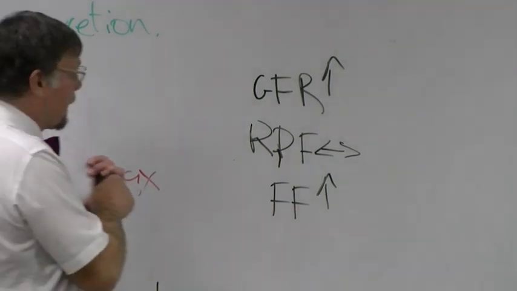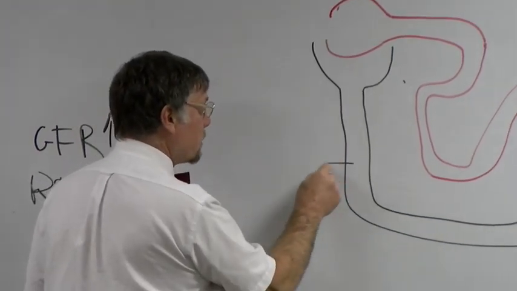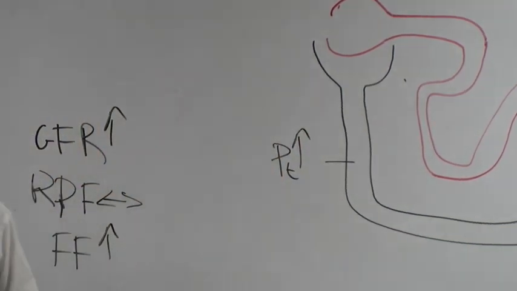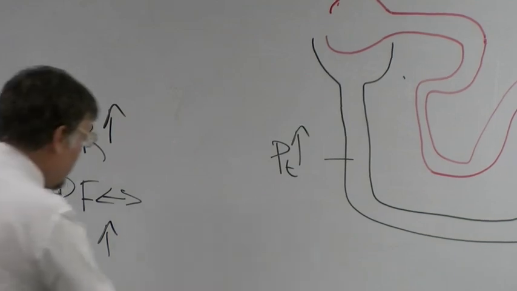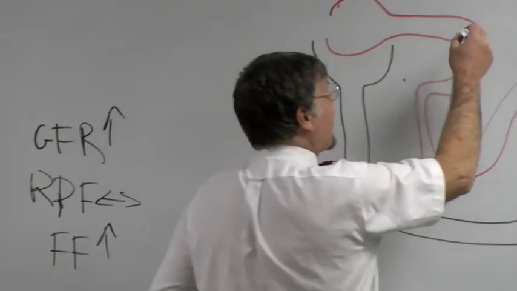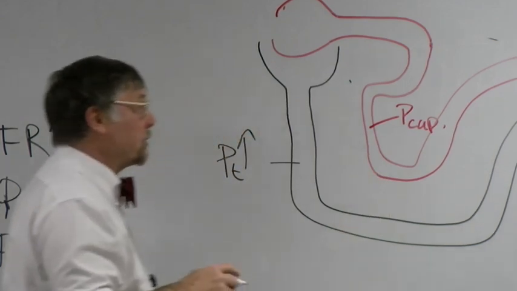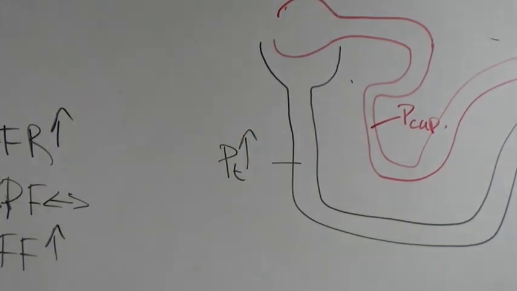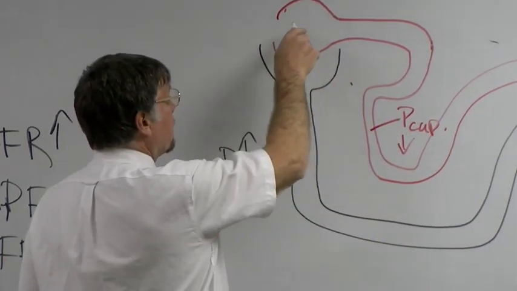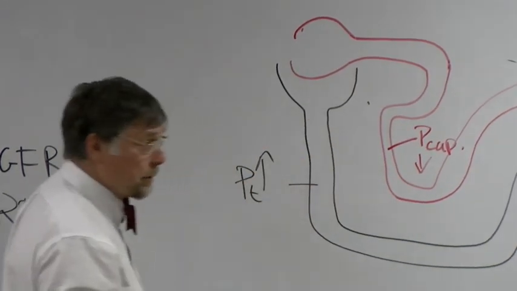So what will happen? One thing that's not mentioned in this diagram is if the GFR goes up, then PT goes up, right? Tubular pressure. If the GFR goes up, then P cap, the hydrostatic pressure in the capillary, goes down. Yes? So in other words, you filtered more, there's less goes this way, and so the capillary hydrostatic pressure goes down.